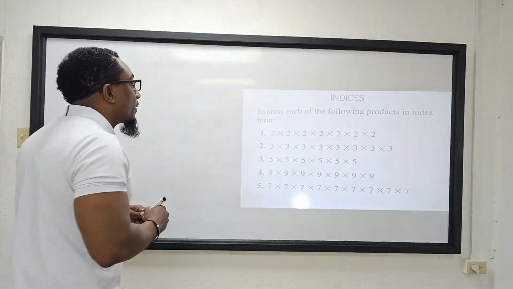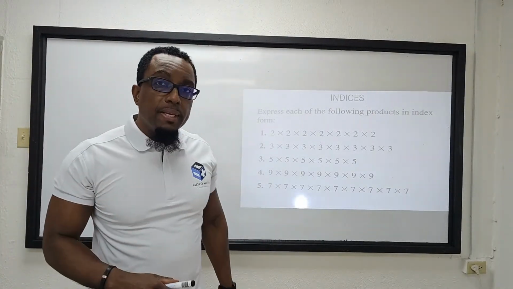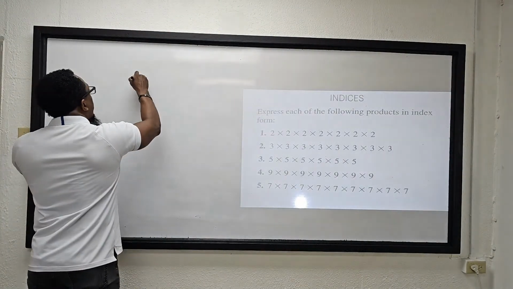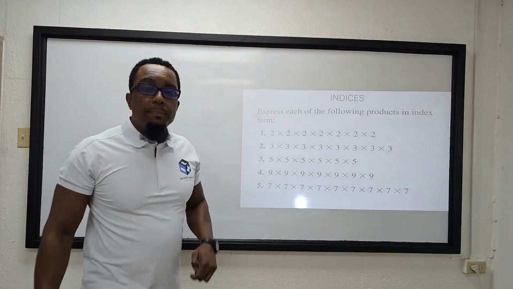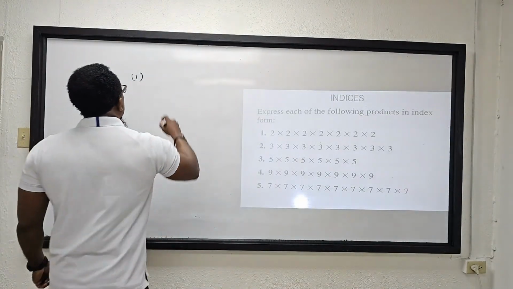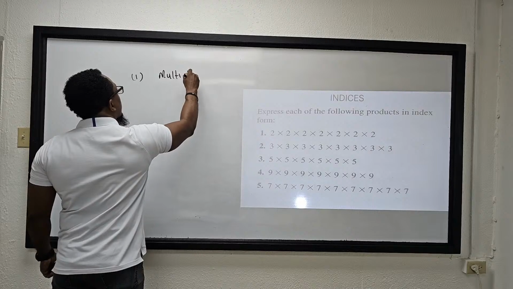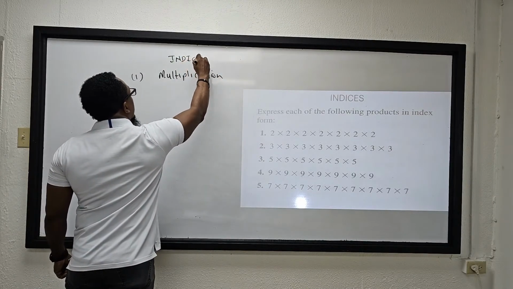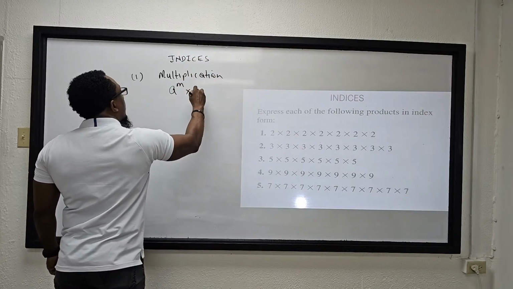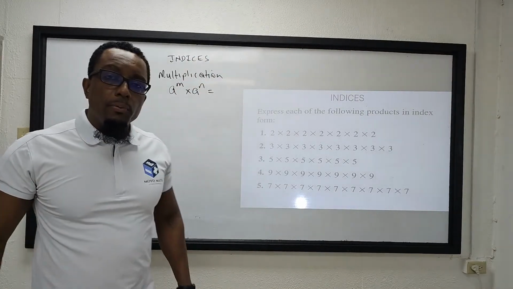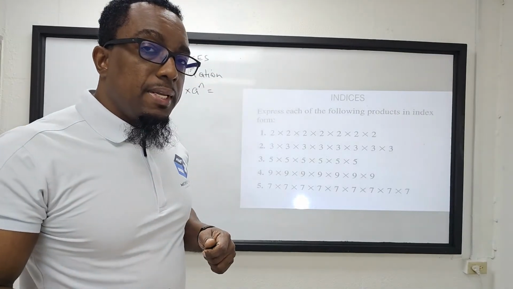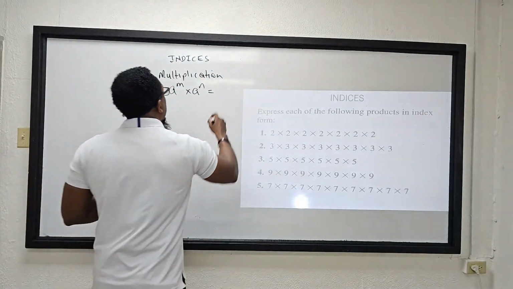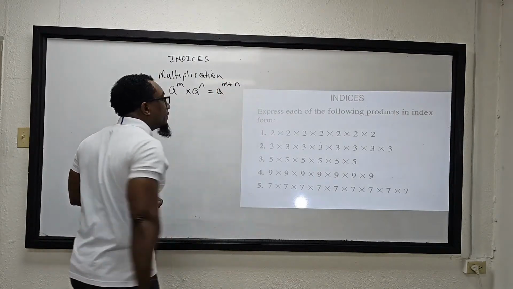So, one, this here is the rule of multiplication. So indices, and we're going to do the rule of multiplication. The rule of multiplication by indices will be a to the power of m by a to the power of n. We know what we do. Once you have the same base, because an index is a power, but it's attached to a base, you maintain the base a, and the powers you add.